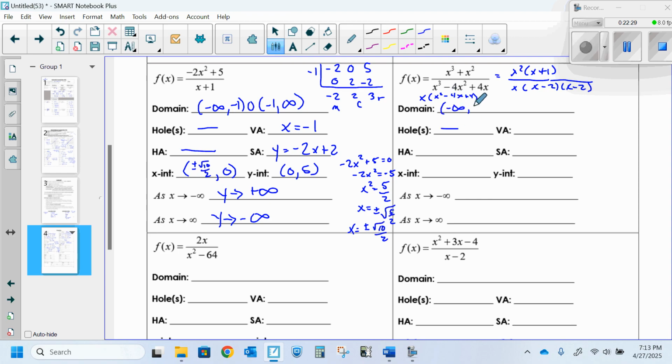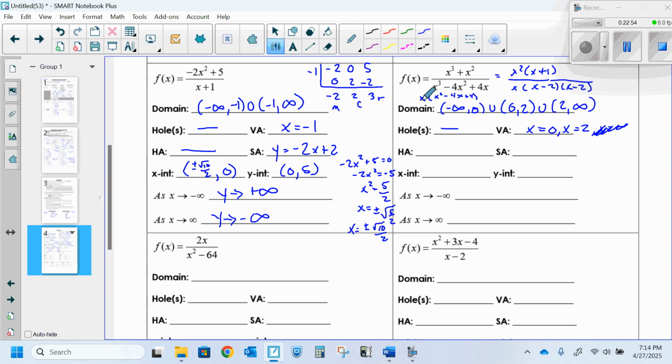All right, so negative infinity to negative, nope, to 0, sorry, union 0 to 2, union 2 to infinity. You have 3 vertical asymptotes. No, I don't know why I said that. That's a double root. Sorry, I'm losing my mind here.